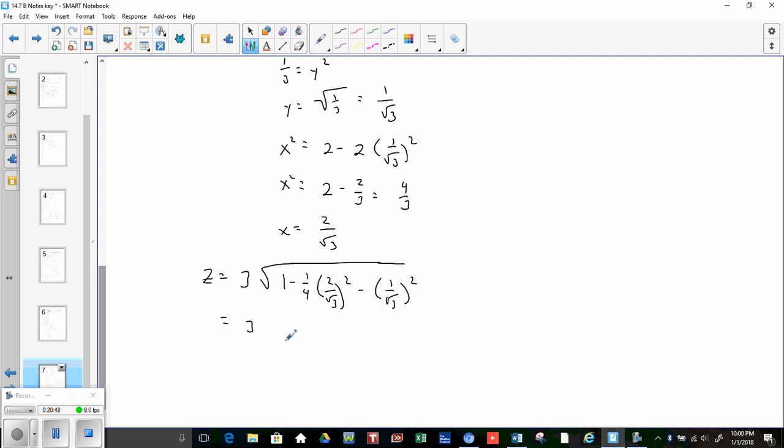So that's going to be 3 times 1 minus, this thing squared is 4/3. 4/3 times a fourth. Let's see, 4/3 times a fourth is 4 over 12, 1/3. Minus, squaring 1 over the square root of 3 is 1/3. So we get 3 times, let's see, 1 minus a third minus a third is a third.